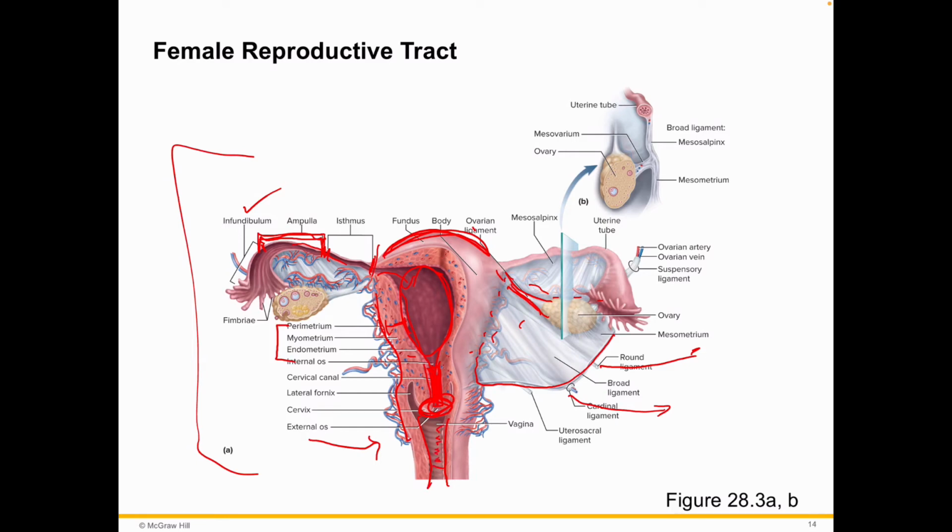Let's see here, cervical canal. Lateral fornix goes up and around. It's the part where the vagina actually, like, the cervix appears to almost protrude a little bit. If it goes too much, that's a prolapse, right? If the cervix goes down low, that's a prolapse.